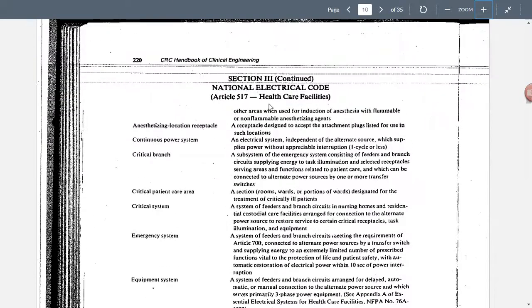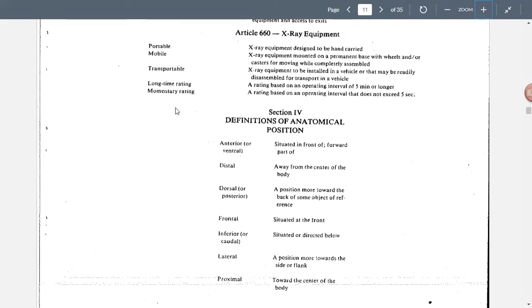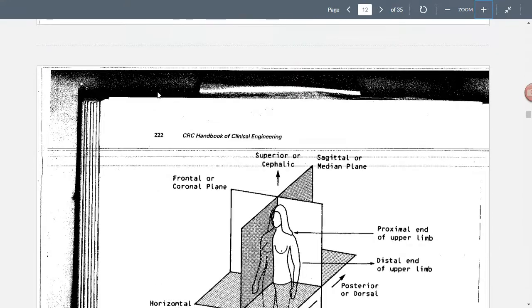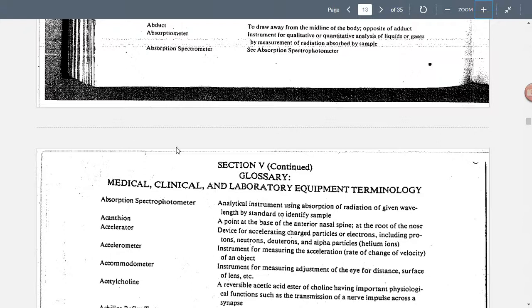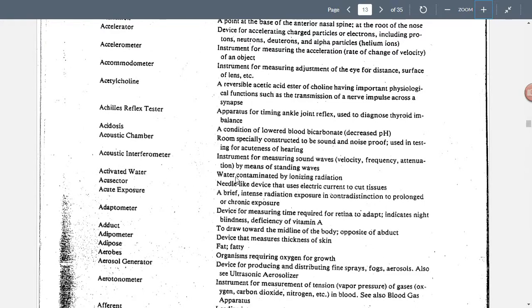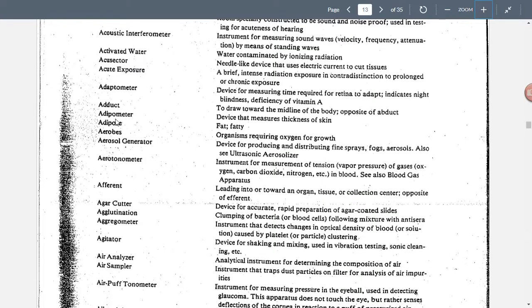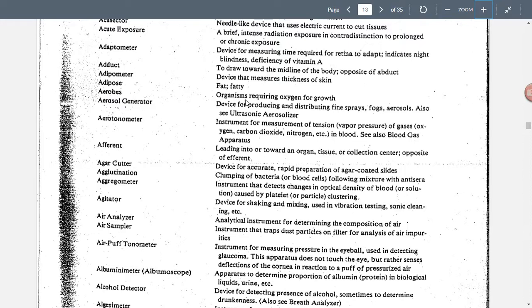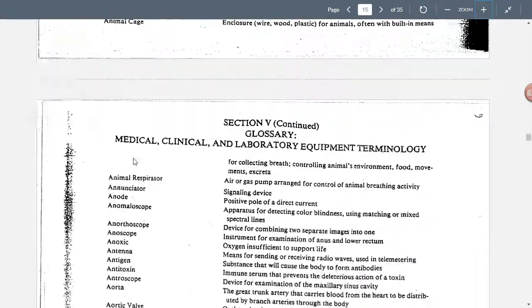This is probably the old one, but they put in alphabetical order different things: a definition of anatomical positions, general, and then they have the medical, clinical, and laboratory equipment terminology. They give you some idea, starting from terminologies and names, and also the device type, the name of the device, and the brief explanation of what it is. Adaptometers, what it is, okay, things like that. Aerobious organisms require oxygen for growth. So all of this stuff consists of medical devices also.